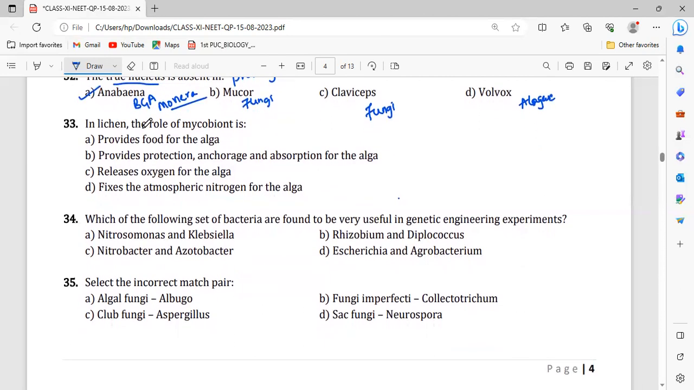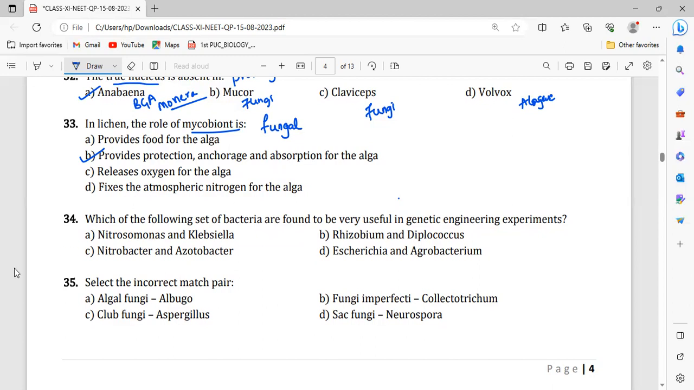33. In lichens, the role of mycobiont is. Mycobiont is the fungal part, and the algal part is phycobiont. What will mycobiont do? It will provide protection, anchorage and absorption for the alga. So this will be done by mycobiont.